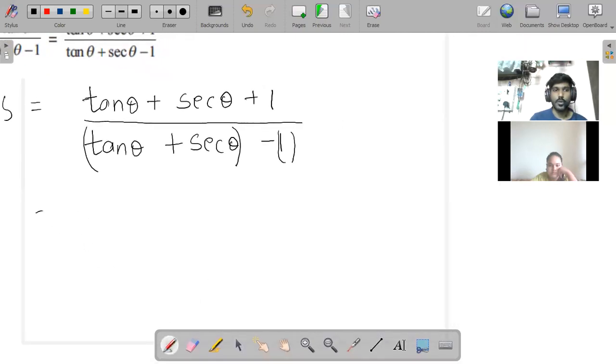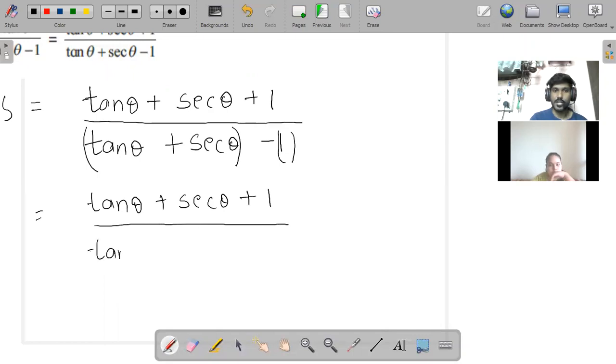I hope you remember what we do in rationalization. In rationalization, we multiply the denominator by the same terms but with different signs. Yes, we change the sign. So first I'll write this as it is: tan theta plus sec theta in one bracket, then minus, and then 1 in a bracket. I want tan and sec together, so I'm keeping this as one bracket and the 1 separately, because once you do the multiplication, tan and sec will get cancelled later on.